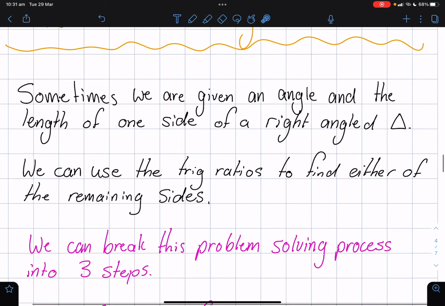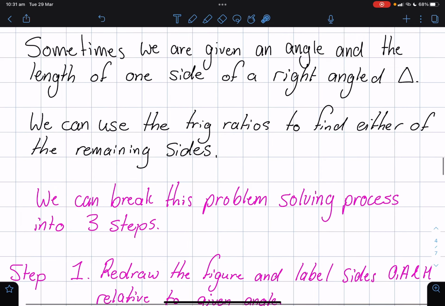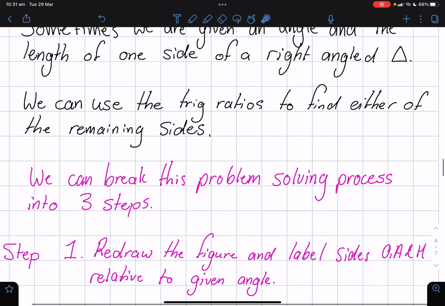This kind of problem we can break down into 3 steps, and I want you guys to be doing these 3 steps every time. It would make life a whole lot easier when we're first starting out doing these problems. So step 1, I always want you to redraw the figure. If you're given the figure in a textbook, on a piece of paper that's not your piece of paper, redraw the figure and label the sides opposite, adjacent, and hypotenuse like we did a couple videos back. And I want that to be relative to the given angle. Remember, depending what angle you're given will change where opposite, adjacent, and hypotenuse are, okay?